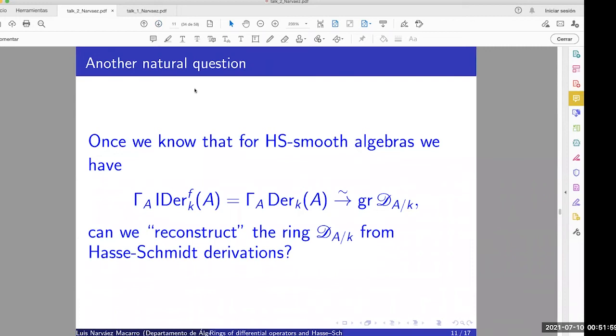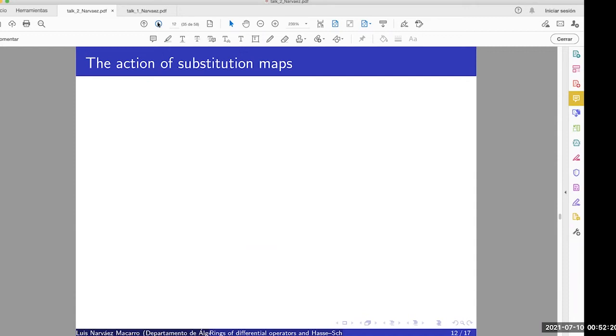Once we have this isomorphism, can we reconstruct the ring of differential operators itself from Hasse-Schmidt derivations in some way? And so this is the last part of my talk. The first thing we need is what we already explained, that Hasse-Schmidt derivations have a group structure. And this is a non-commutative group structure. But derivations have an addition.